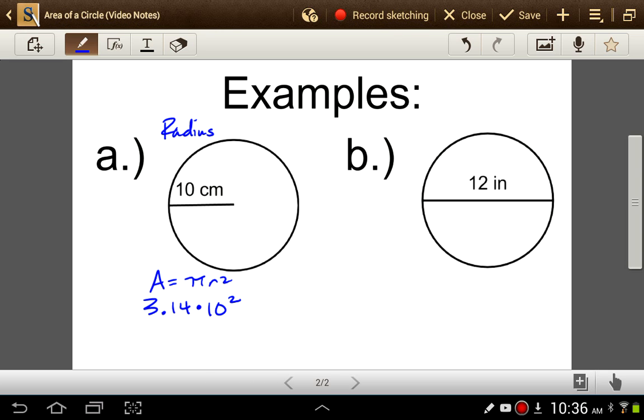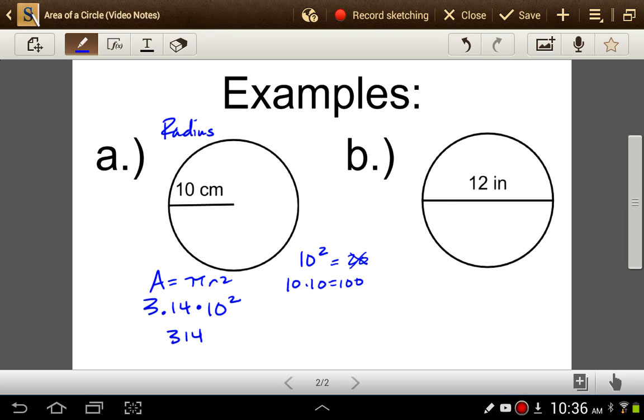Now remember, 10 squared is not 20. It's not 10 times 2. It is 10 times 10, which is 100. You do have a squared button on your calculator to help you. So I'm going to do 3.14 times 10 squared, which is going to be 314.